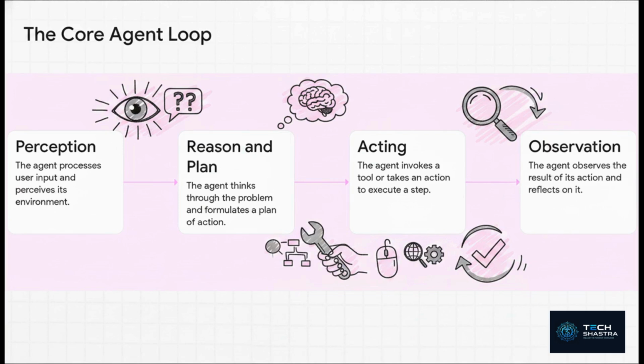It all starts with perception. It has to understand what the user is asking for. Then it's going to reason and plan out a series of steps to accomplish that. Next, it will act, usually by calling a tool like a calculator or a web search API. And finally, it observes the result of that action and reflects on it. Is the job done, or do I need to go through the loop again? This is the engine that drives everything.